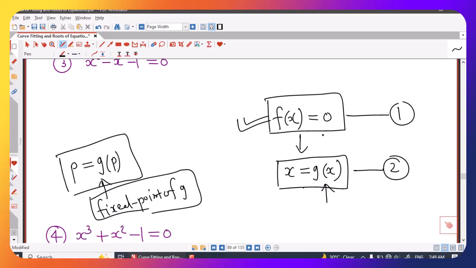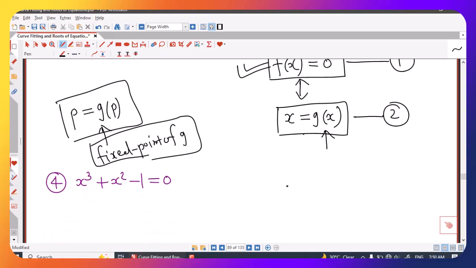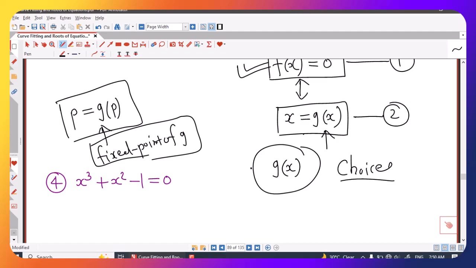So the first step is to write the given equation f(x) = 0 in this form x = g(x), and as we have discussed, there can be more than one choice for g(x). So how do we select a proper g(x) in such a way that the sequence of iterations defined as x(n+1) = g(x(n)) will converge to the actual root?